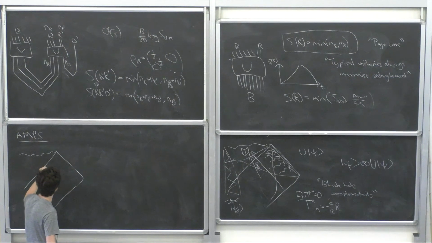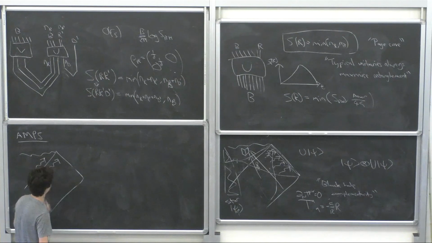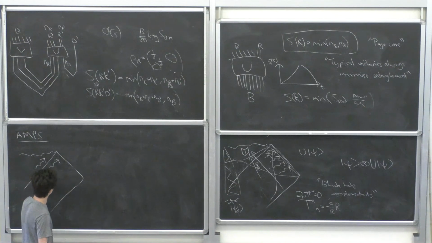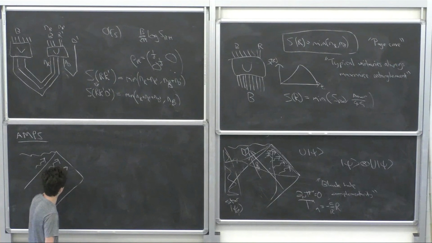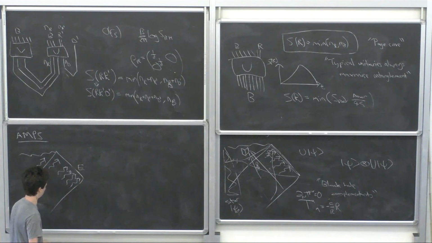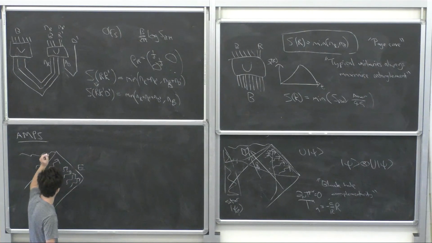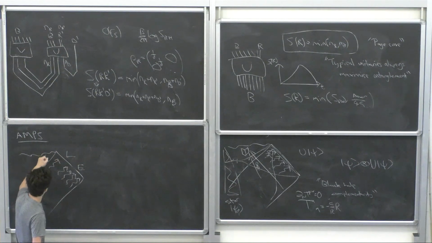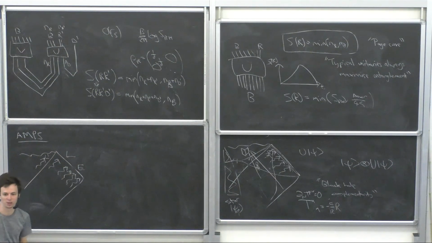Okay, so we're going to have some late time Hawking mode, and there's some interior partner of that mode. We also have all this early radiation. So I'll use conventional letters for these things. Early radiation, call it E. This I'll call L. This I'll call L prime. Okay?